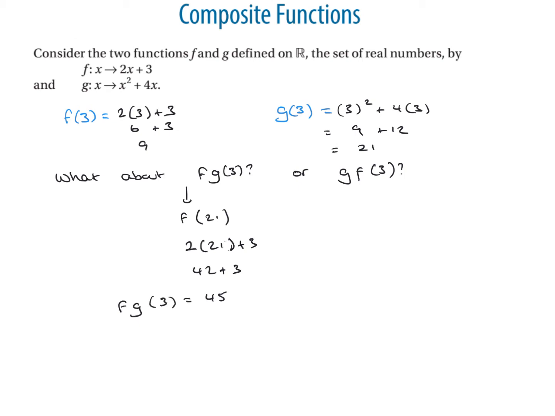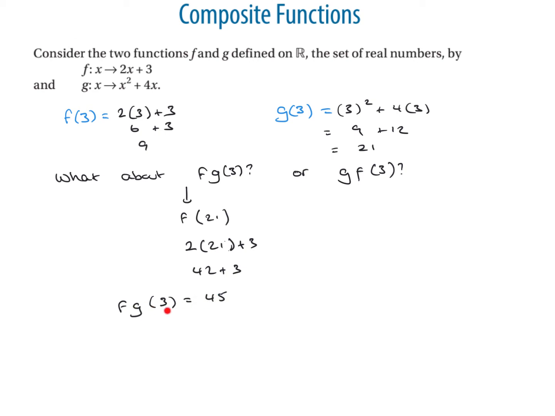Let's just go through that again. fg of 3: g of 3 is first because the g is the closest to the bracket. I've already worked this out earlier on in the slides, that's 21. So whatever the answer of g of 3 is, which is 21, goes into the f function. So fg of 3 now becomes f of 21. I then put the 21 through my f function, which is 2 by x, and wherever I see an x, I replace it with 21, plus 3. Work it out, and I get fg of 3 is equal to 45.